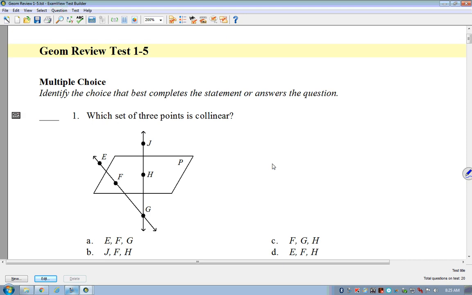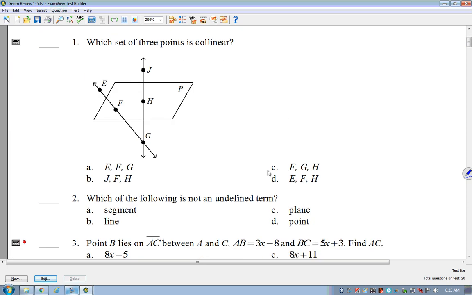All right. Geometry review. This is for test 1 through 5. There's 20 questions here. Should match pretty close to what's on the test. First question, which set of 3 points is collinear?